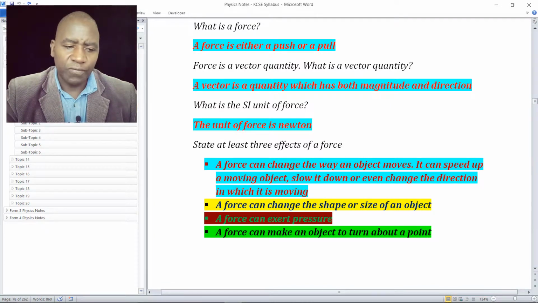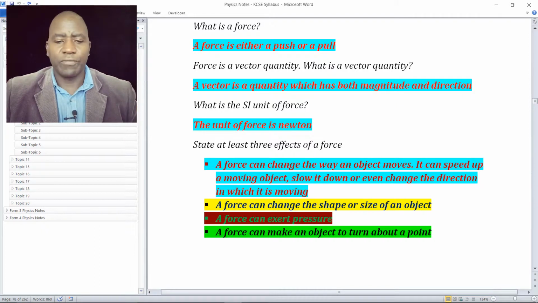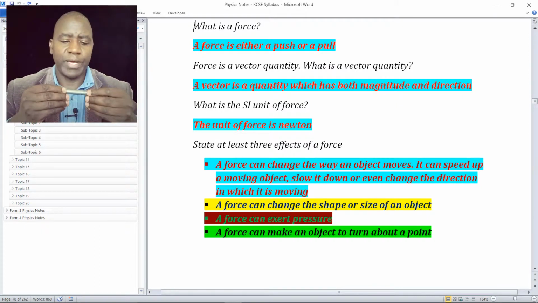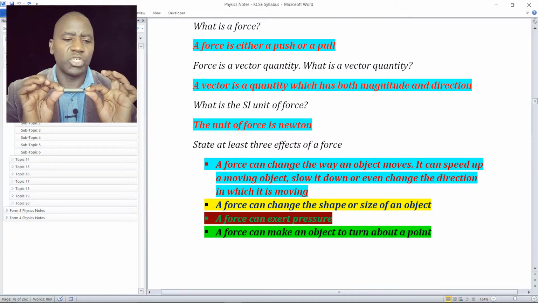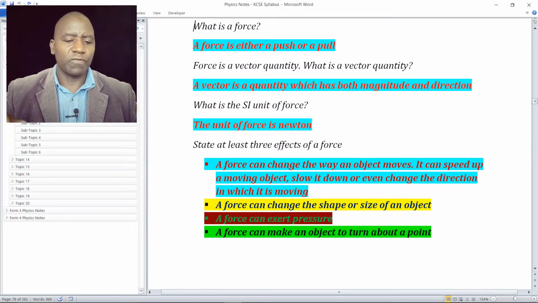When it comes to effects of a force, there are very many effects of a force. Maybe you may have stated some of the ones that I have here. A force can change the way an object moves. It can speed up a moving object, slow it down, or even change the direction in which it is moving. Another effect is that a force can change the shape or size of an object. For example, over here I have a spiral spring with me. You can see the moment I apply a pull, the size of the object seems to change. That is one of the effects of a force.